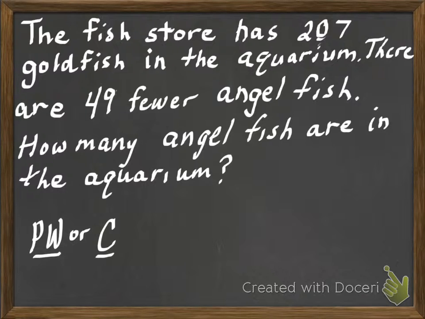The fish store has 207 goldfish in the aquarium. There are 49 fewer angelfish. How many angelfish are in the aquarium? This time I'm going to ask you to do two things. Again, you're going to stop the video, reread the problem, and decide if it's a part-whole or comparison. Then set up the bar model, but don't take time to solve the problem. Just set up your bar model, and then I'll be right back. Pause the video now.